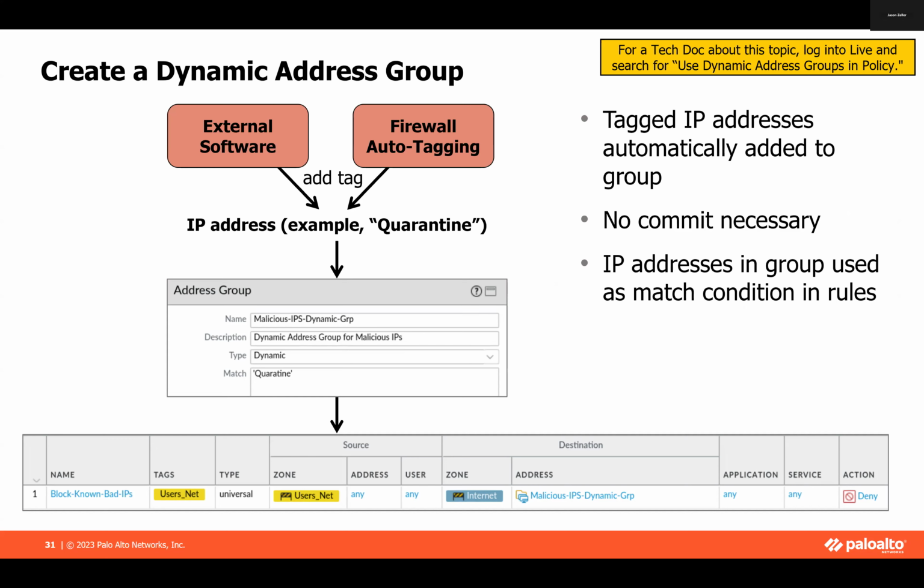Creating a dynamic address group. This allows us to set tagged IP addresses automatically to a group. IP addresses in a group are used to match those rules. What I'm doing is more of a dynamic address group, where I go in, add an IP address, and tag it. In this case, mine's blacklist, but in this description, we're tagging it as quarantine. It would go ahead and match those and then deny that traffic going through.